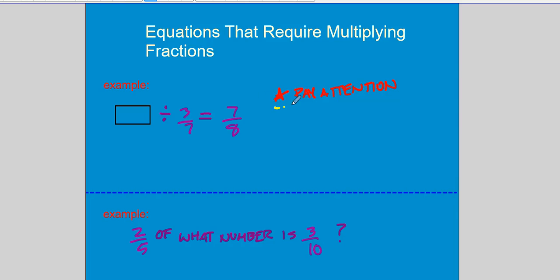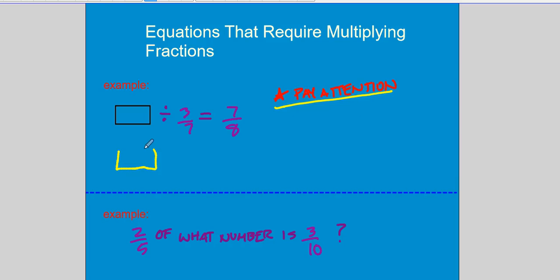Alright, so now I noted this, pay attention, because actually this problem, you have to be careful. So what I'm doing is, to solve this, box divided by 3/7 is 7/8. Well, I need to solve for box. I need to get rid of this division by 3/7. So the way you get rid of division, the opposite operation is multiplication.